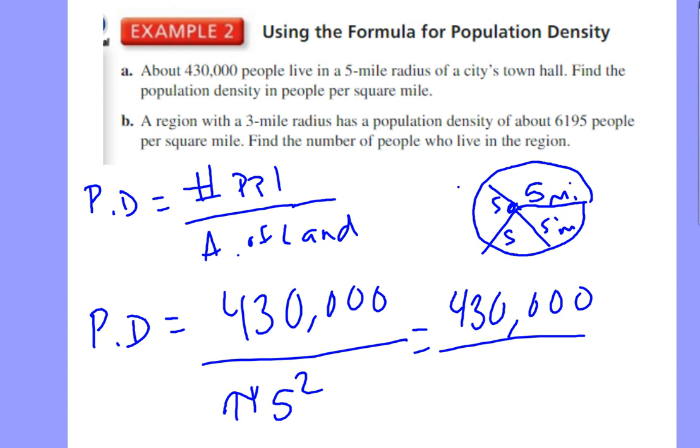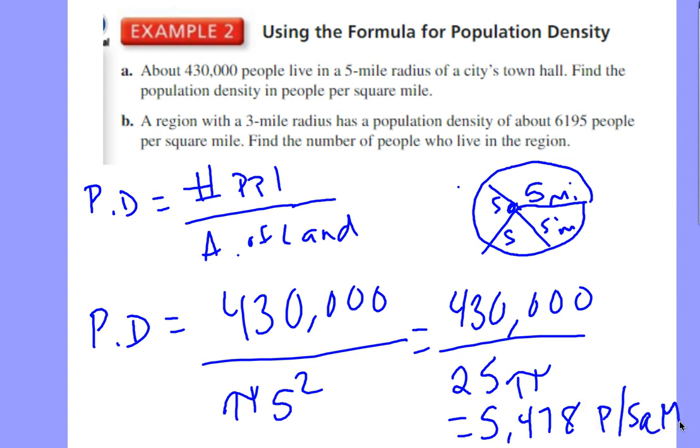So it's really 430,000 total people divided by 25 pi, which roughly gives us, and of course, since it's people, we're going to round to the person. We're not going to have a half a person in there. So 430,000 divided by 25 times 3.14 is roughly about 5,478 people per square mile. And actually, let's do the units here. So how would we write this in units? It would be people per square mile. People per square mile, right there.